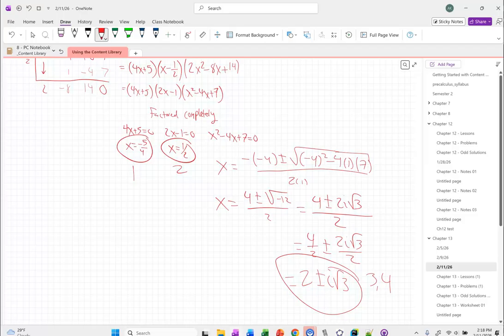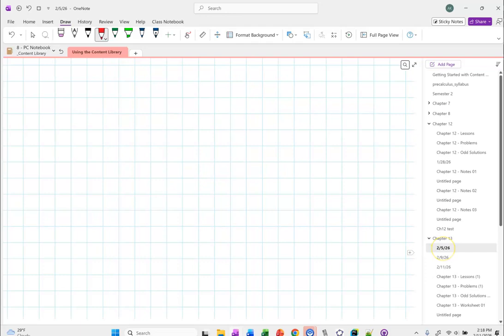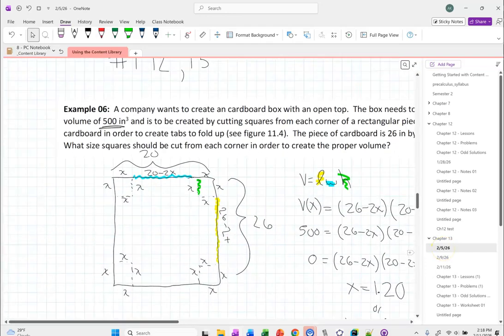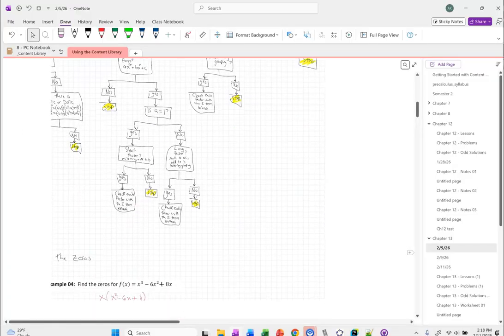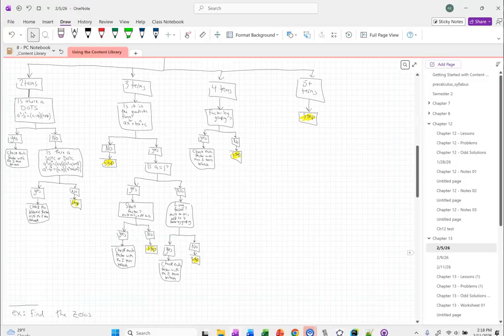All right. I want to point out to you now, if we go back and think about that factoring tree that we drew here, we had all these stops, right?